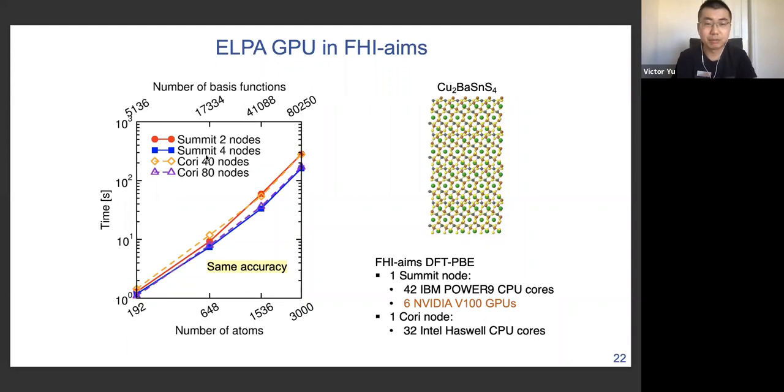And similarly, by using 4 Summit nodes, we got more or less the same performance as 80 Cori Haswell CPU nodes. This problem is a series of supercells of this CBTS material, and the largest one contains 3,000 heavy atoms, and the eigensolver finishes in only about 200 seconds.